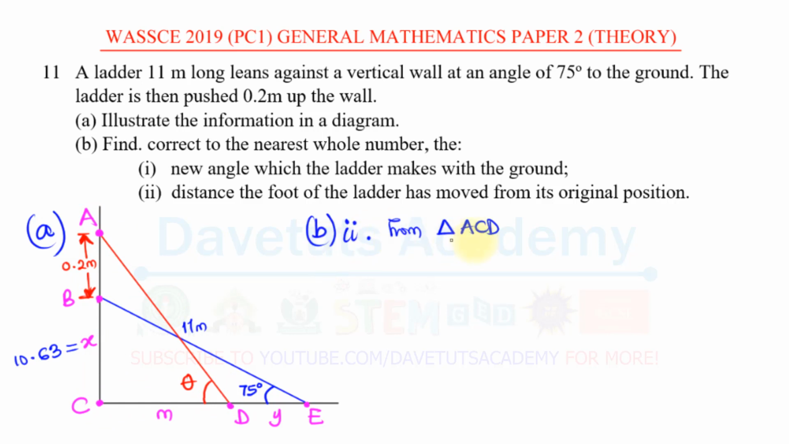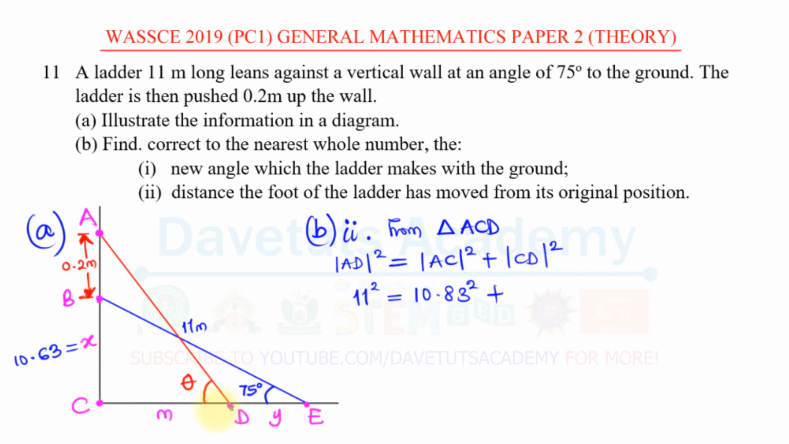If we apply Pythagoras theorem, we can say the length AD raised to power 2, which is the hypotenuse, is equal to AC raised to power 2 plus CD raised to power 2. Now, what is our AD? Our AD is the constant length of the ladder. That's 11 raised to power 2, and that is equal to, what is our AC? AC is 10.63 plus 0.2, that is 10.83 raised to power 2. What is our CD? Our CD is M.